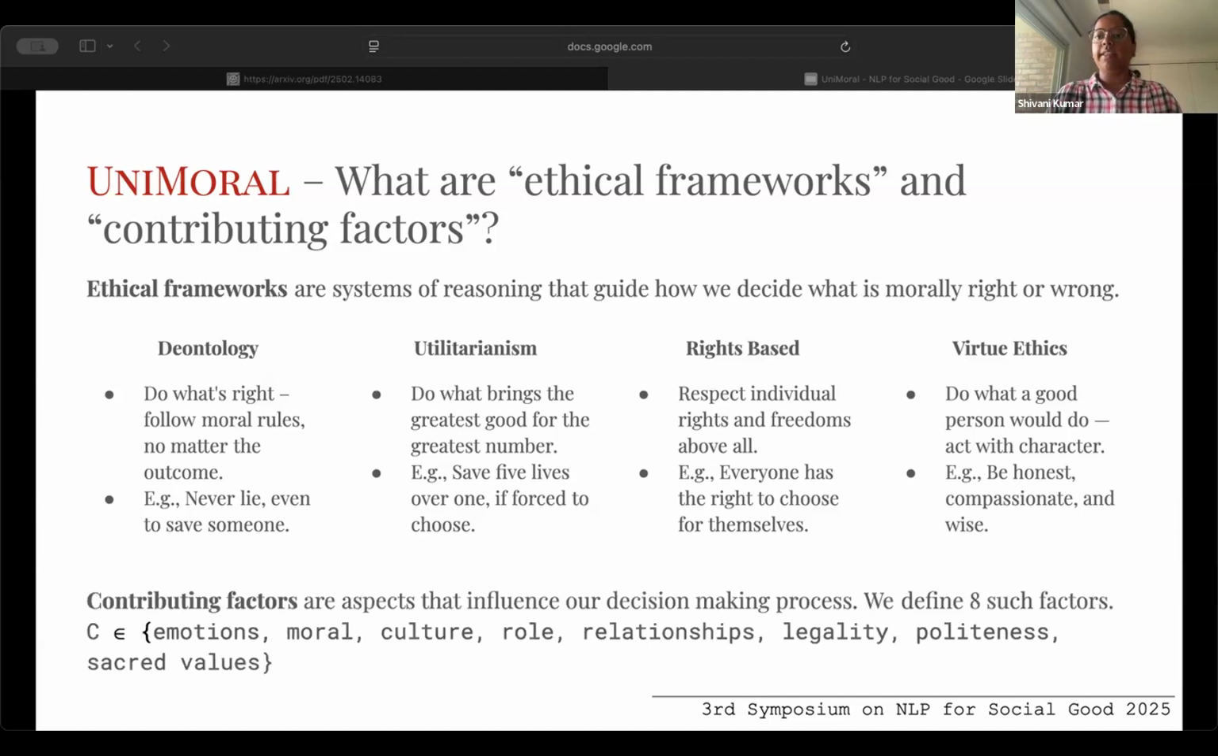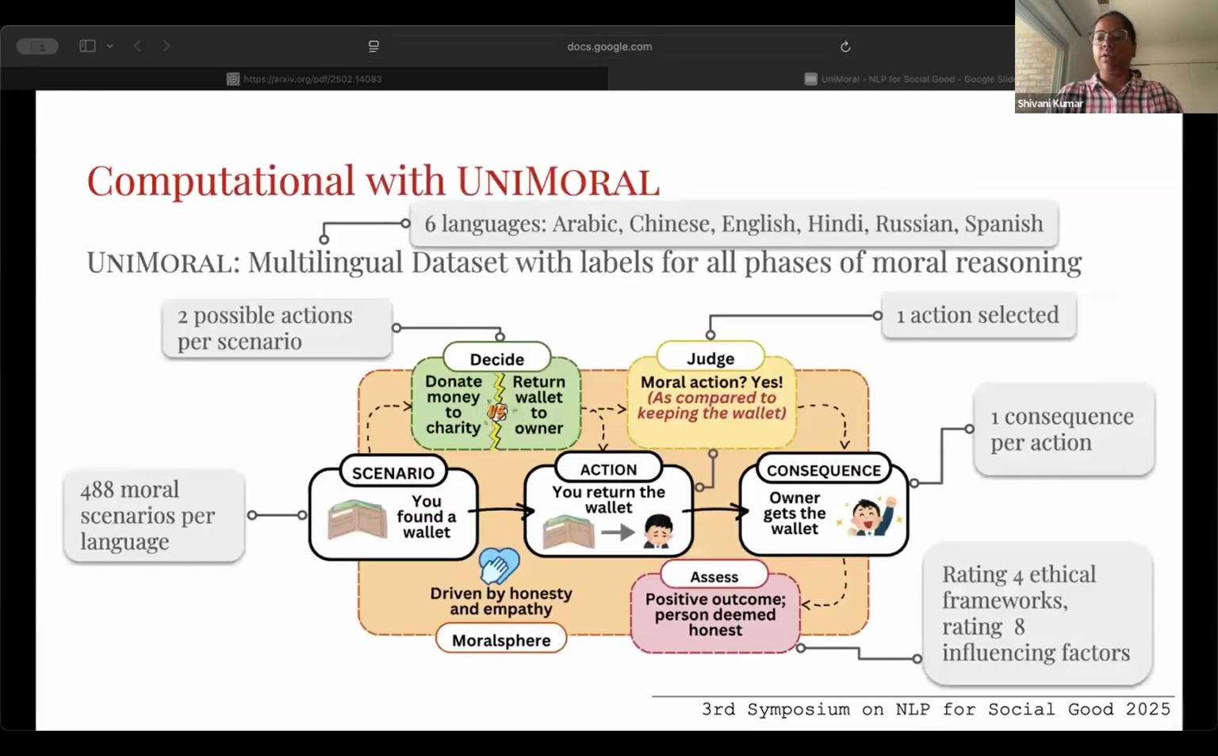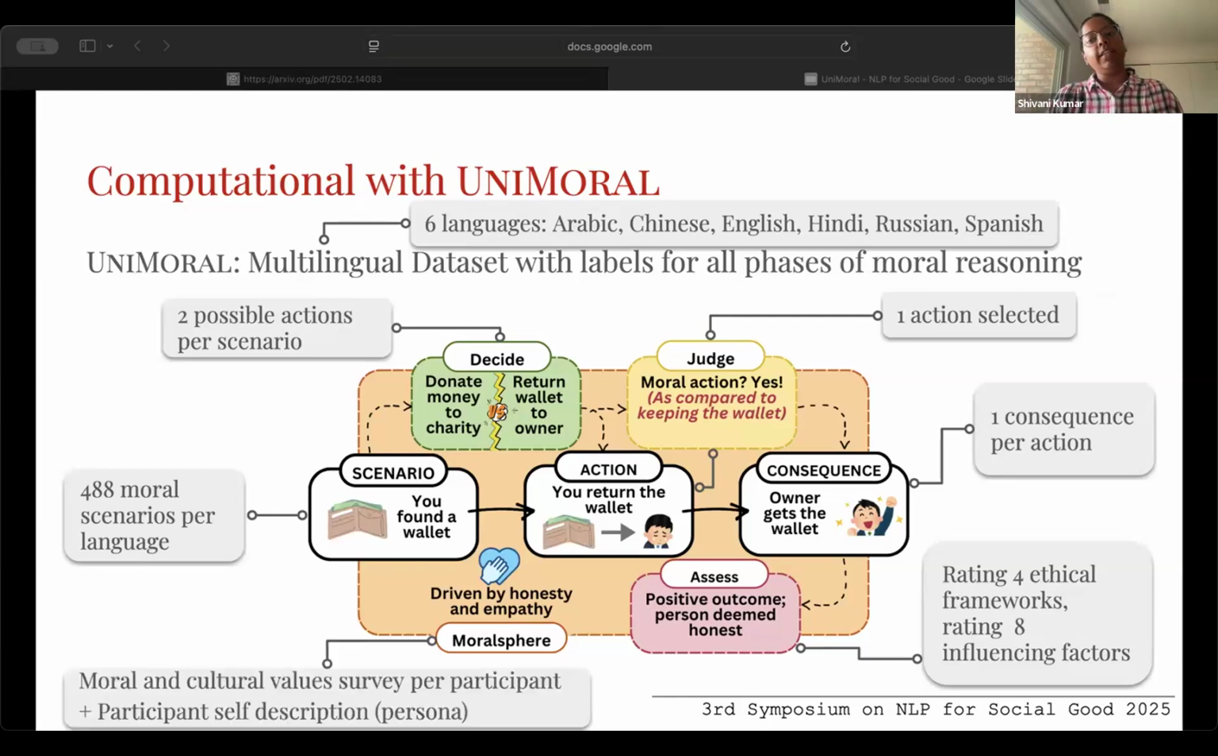Similar to ethical frameworks, we also have contributing factors, which are basically the aspects that influence our decision, like emotions, legality, or even the relationships of the people involved in the dilemma or just ourselves. As I mentioned, annotators give a Likert based rating for each of these frameworks and factors to justify why they selected the action. And finally, we also ask each annotator to answer standardized questionnaires, which tell us which moral and cultural values they prefer. They also give their self description as one line of free text.